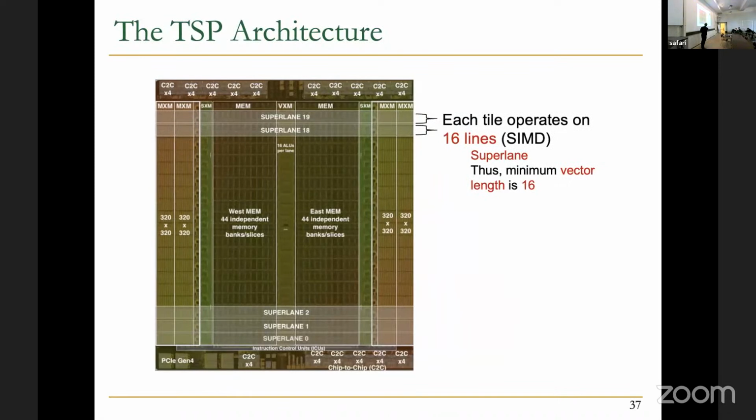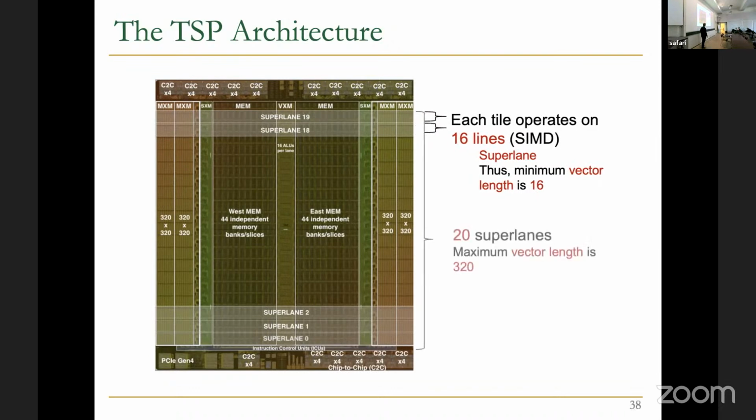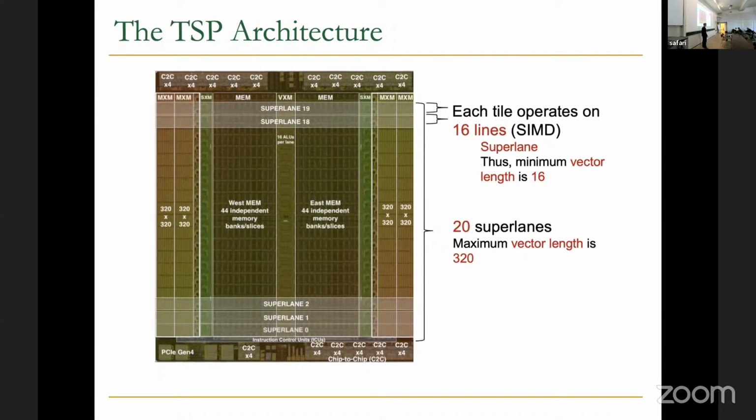We have 20 of them, and each of these superlanes contains 16 lines. And these lines are always connected to the same instruction. So on these 16 lines, it's always single instruction, multiple data. That's the minimum vector length that we can operate on: 16. But as we have these 20 superlanes, we can operate on a maximum of 20 at the same time, obviously, which gives us a maximum vector length of 320.